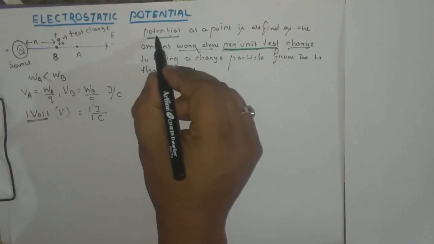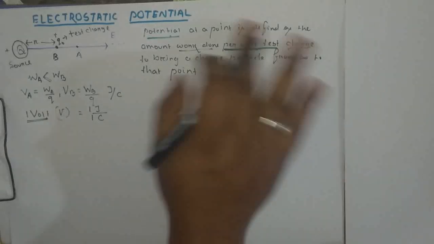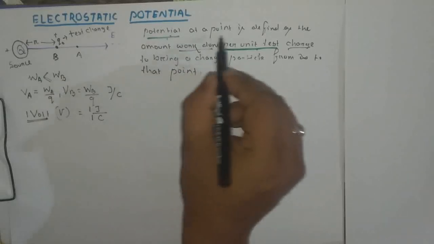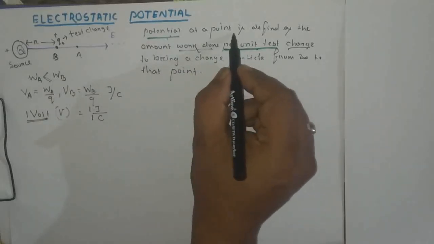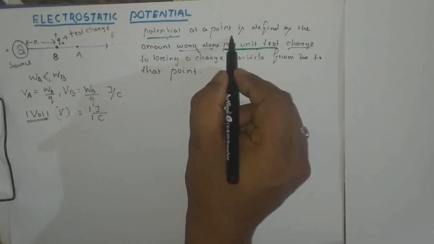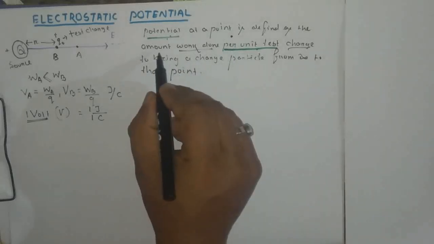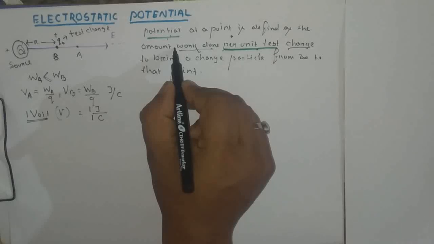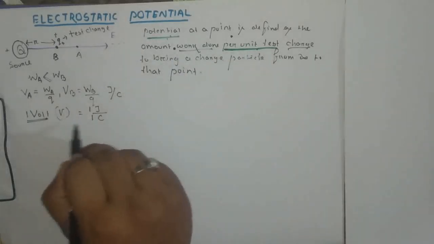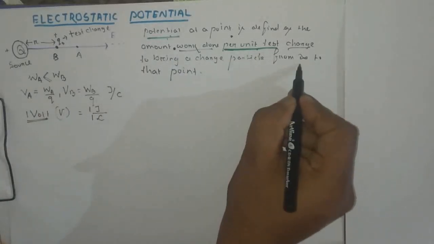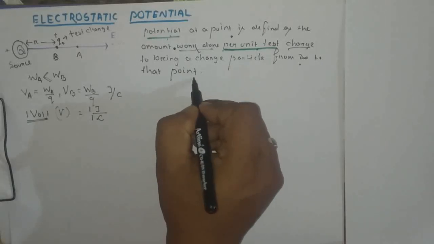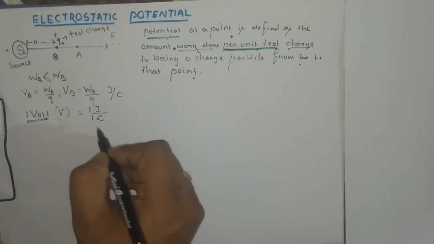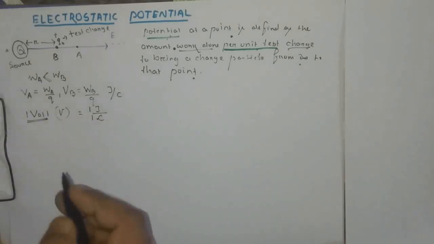Look here. Same thing, I will change it in terms of potential at a point. Potential at a point is said to be 1 volt if 1 joule of work is done to move 1 coulomb of charge from infinity to that point. Very simple. In place of work done I place 1 joule of work, and in place of charge I place 1 coulomb.